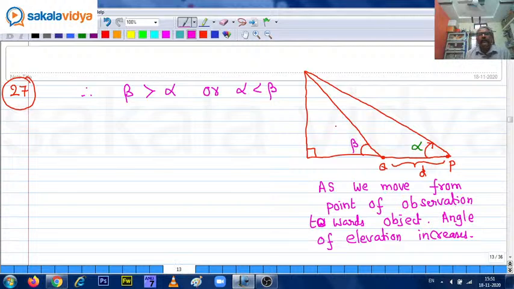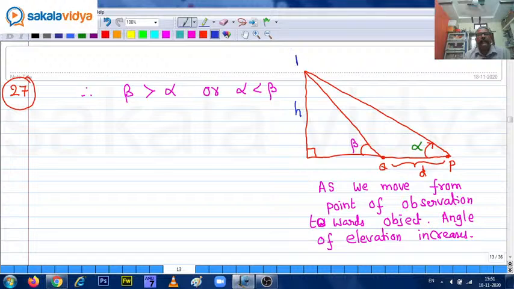Moreover, we can now find out h also, that I will explain. I will formulate it; this formula is important. If the angle of elevation alpha changes to beta after moving a distance d towards the tower, what is the height of the tower? How to find it out? Let me explain this question.